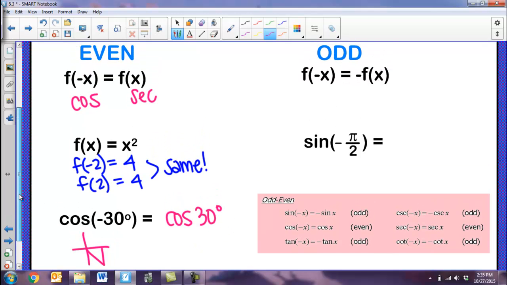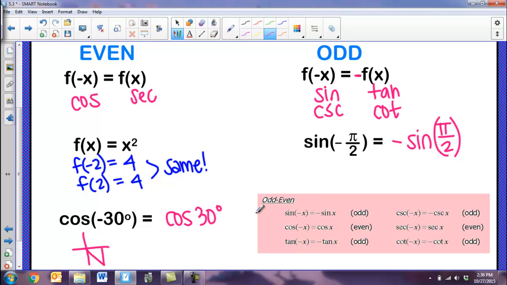Okay, so let's go back and now talk about the odd. So odd functions, what happens here is when you plug in a negative number on the inside, it basically makes it negative on the outside as well. And so the rest of our trig functions are going to be odd. So sine, cosecant, tangent, and cotangent are odd. And so what happens then is if you are taking the sine of a negative angle, that property tells me that I can just move that negative onto the outside and then take the sine of that positive angle, and it's going to give me the same answer.